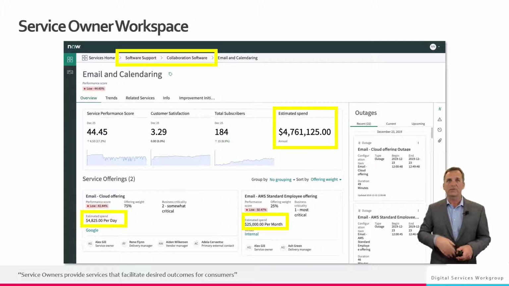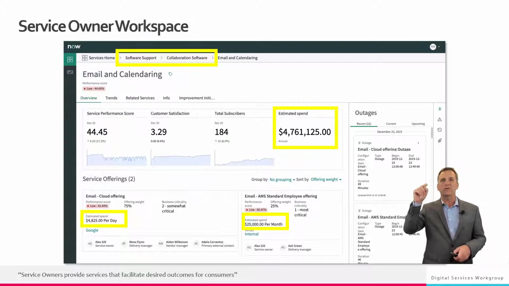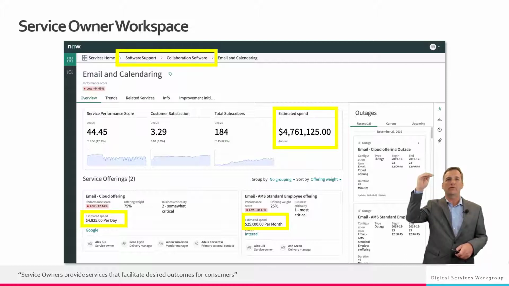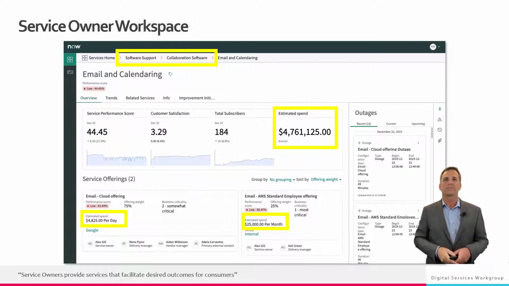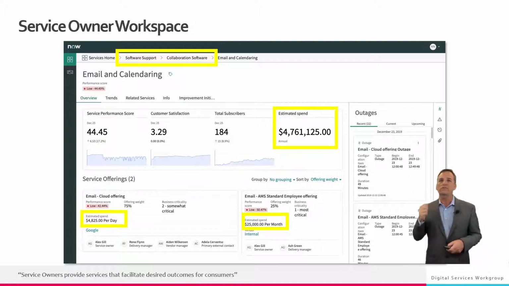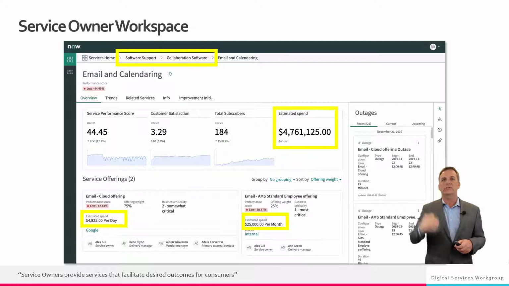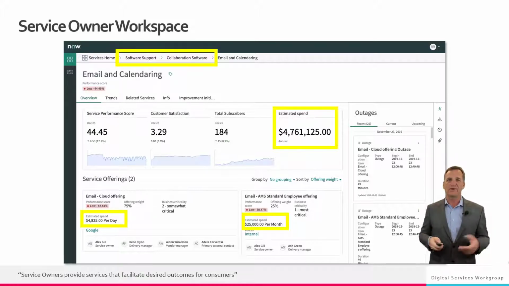In this example, the $4.76 million spend from our email and calendaring service rolls up to collaboration software portfolio, where there may be several services under that portfolio. Those portfolio level metrics are usually what the executives will be looking at, but as I mentioned, they may drill down into your service to look at some of the detail. Now that's the simple part. The difficult part is how these numbers get there.